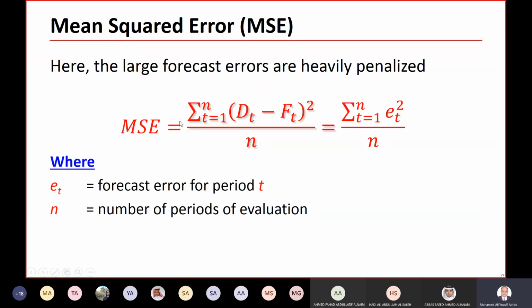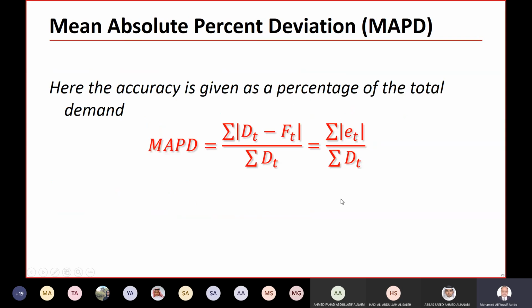Okay, so mean square error. This is the mathematical representation of the mean square error. We have the error square, dt minus ft, and you have the summation of all the errors divided by n, and then you get the mean value. This is another number which, based on its value, you can judge whether this method is better or the other method is better. Here et is the forecast error in a number of periods, and of course dt and ft are defined earlier.